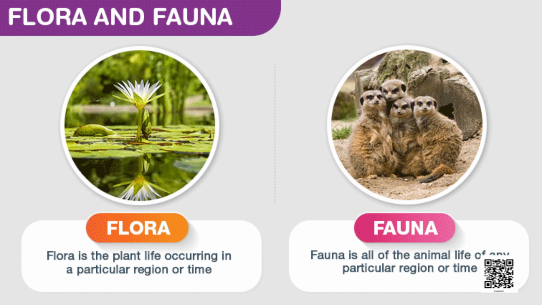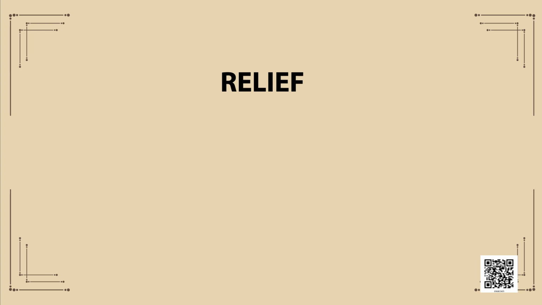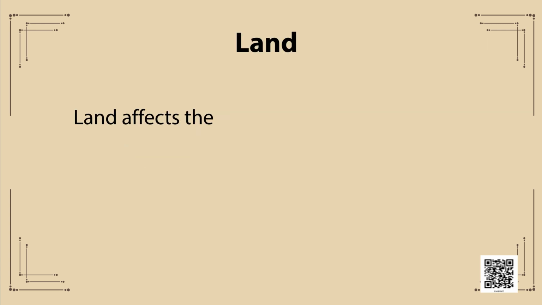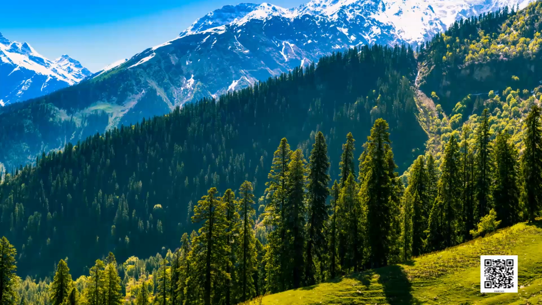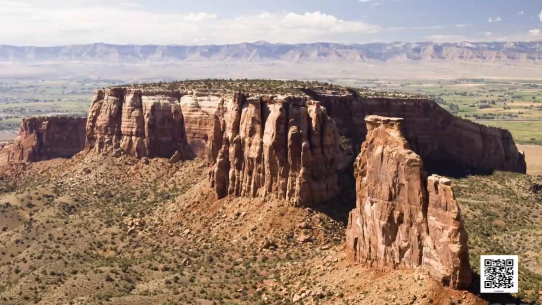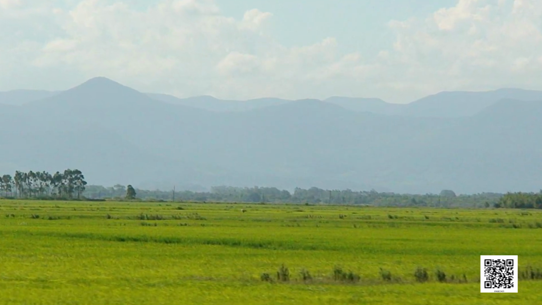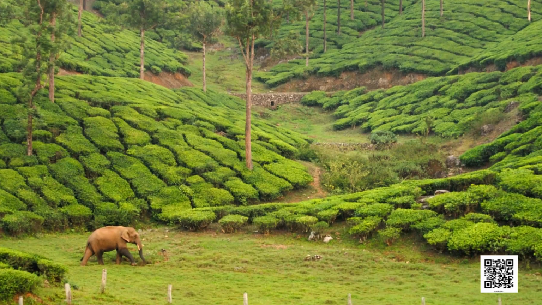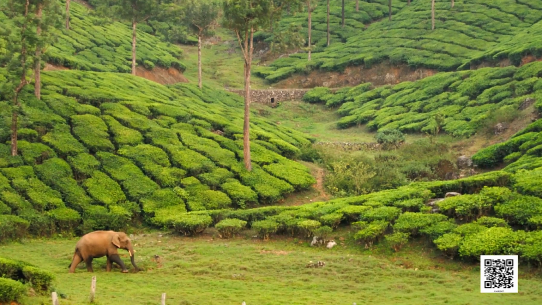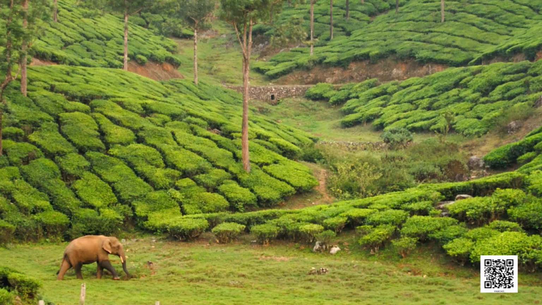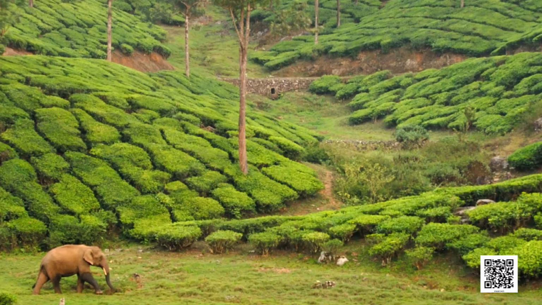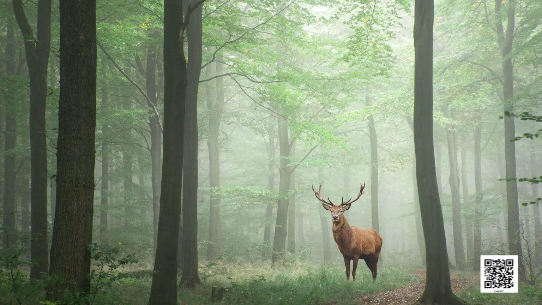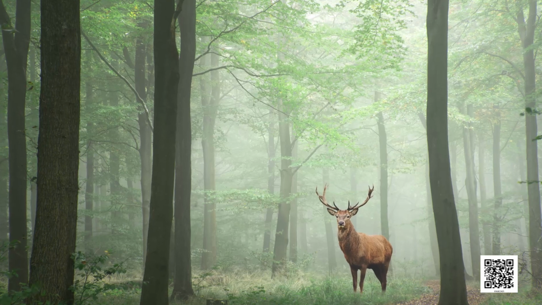The first factor is relief, which can be explained under two headings. The first one is land. Land affects the natural vegetation directly and indirectly. Do you expect the same type of vegetation in mountainous, plateau and plain areas or in dry and wet regions? The nature of land influences the type of vegetation. The fertile level land is generally devoted to agriculture. The undulating and rough terrains are areas where grassland and woodlands develop and give shelter to a variety of wildlife.